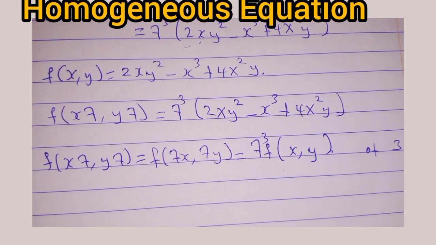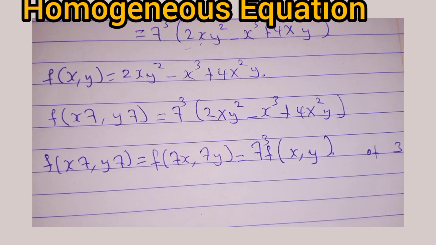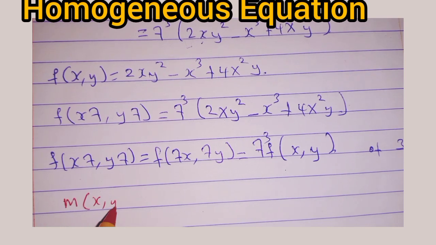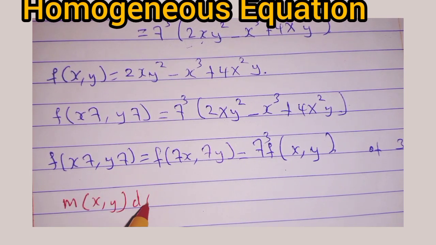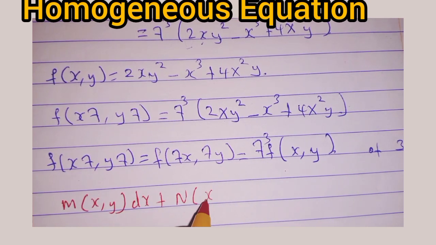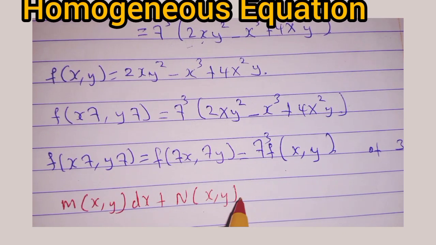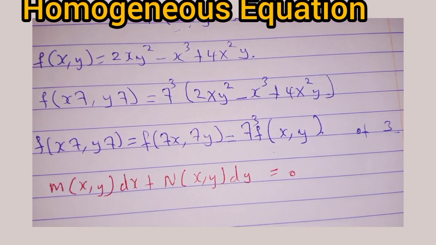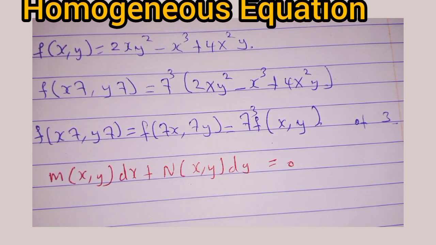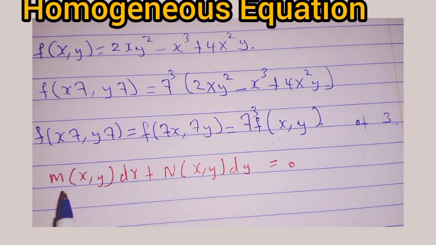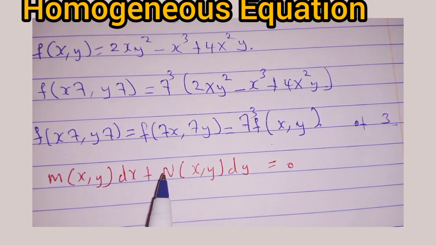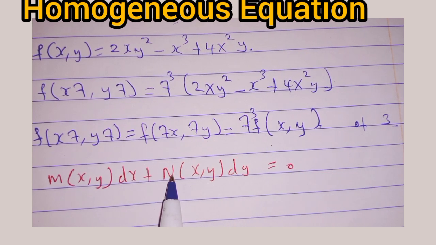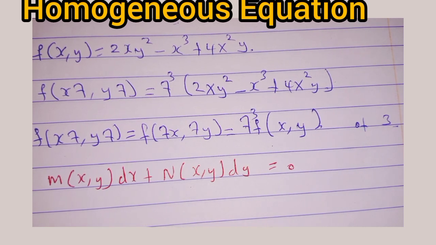Now the ordinary differential equation defined by M into bracket x, y dx plus N into bracket x, y dy, which is equal to 0, is seen to be homogeneous if and only if both M and N above are homogeneous and are of the same degree. So the function M and the function N must be homogeneous and of the same degree, so that this equation can be homogeneous.